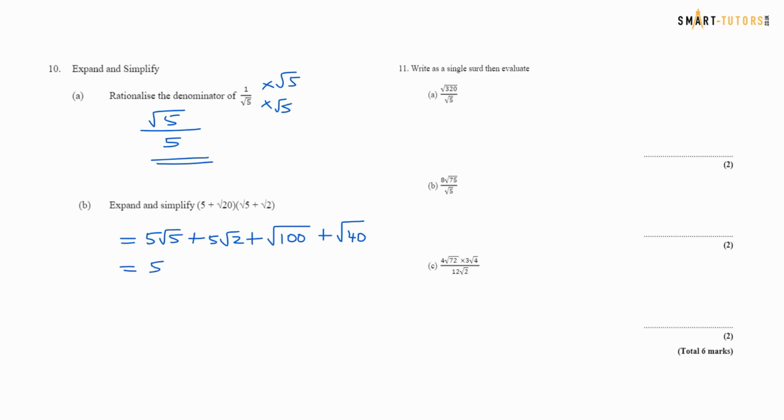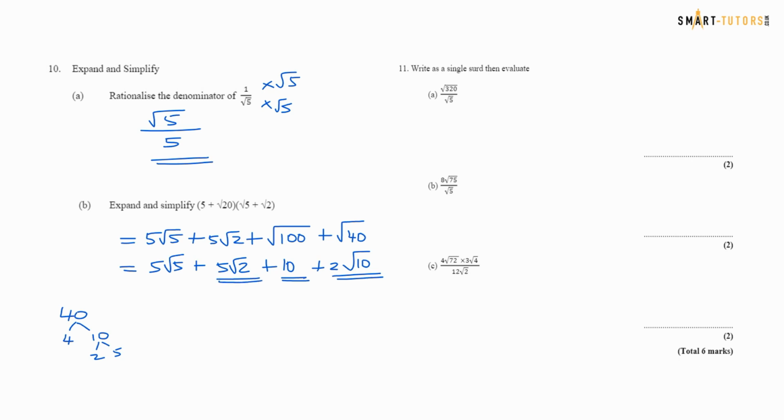So 5 root 5 I leave as it is, and 5 root 2 I also leave as it is here. Then root 100 is 10, and next one, 4 root 10. Anything else you can do? Root 40 is going to be 4 and 10, and 10 cannot have factors other than 2 and 5. So basically you can have a 2 and root of 10. So that is the simplification here, 2 root 10.